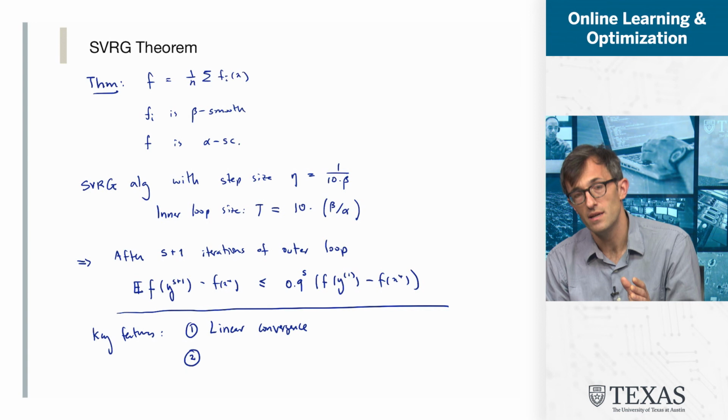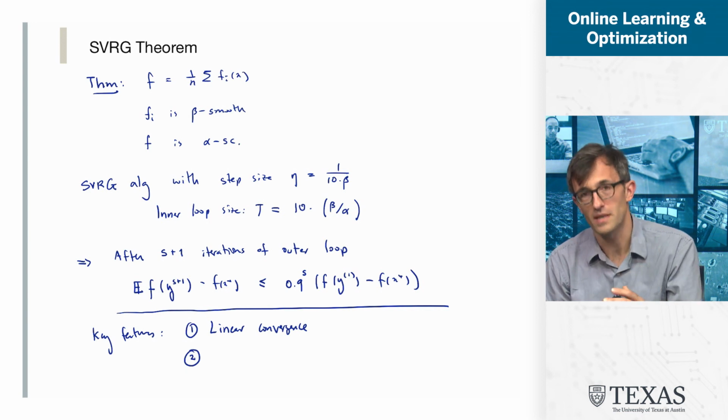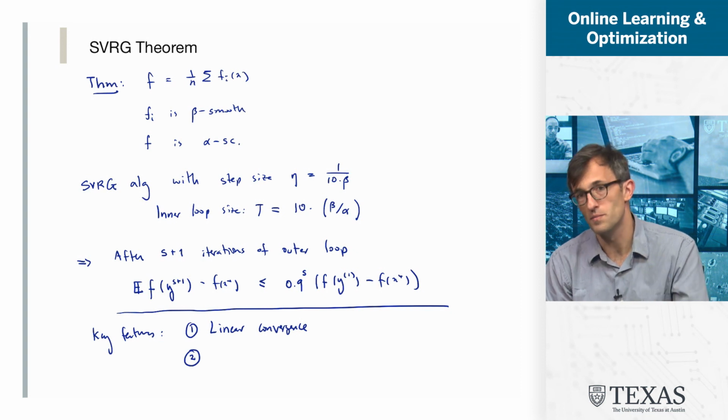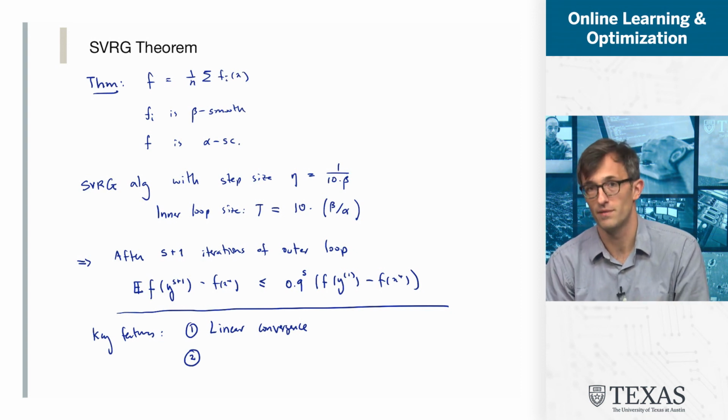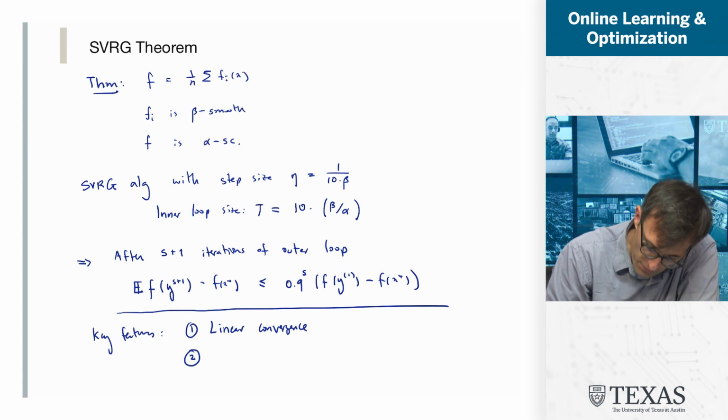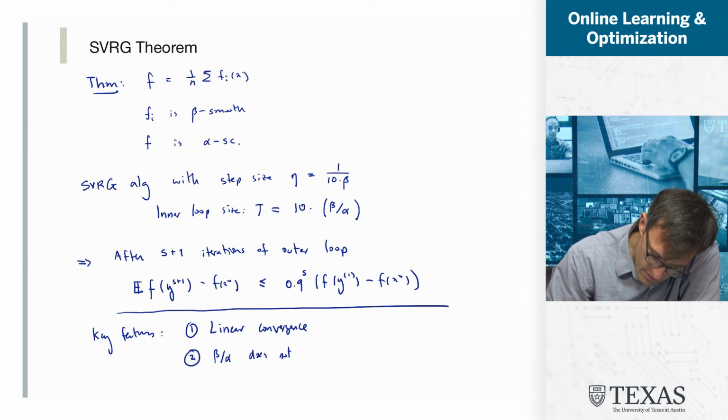But the key fact is that by having an inner loop size that depends on beta over alpha, my convergence rate, the number of outer loops I need to take, no longer depends on beta over alpha. When we look at a detailed comparison in the next lecture of gradient descent versus stochastic variance reduced gradient descent, we're going to see that this is important. So this linear convergence, where beta over alpha does not appear in the convergence rate, is important.